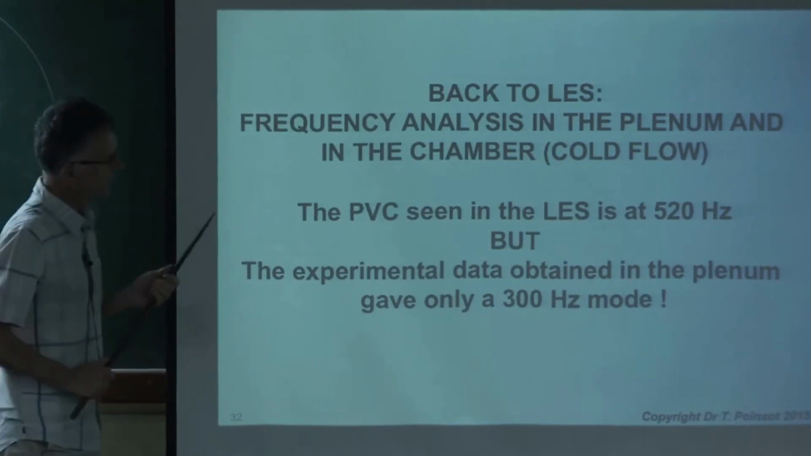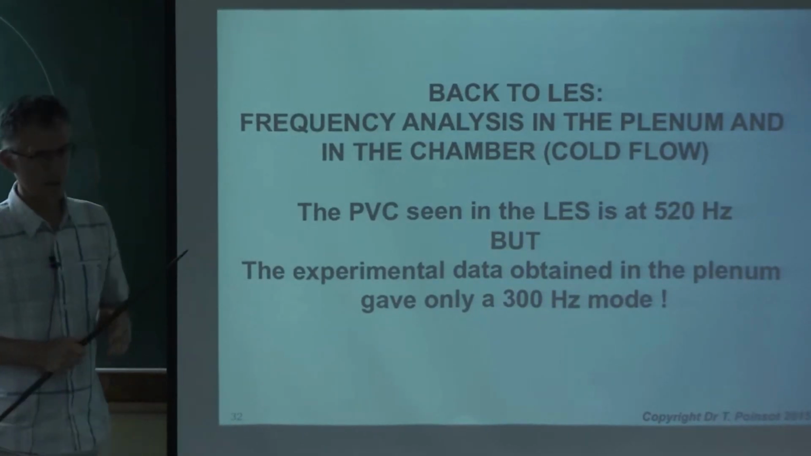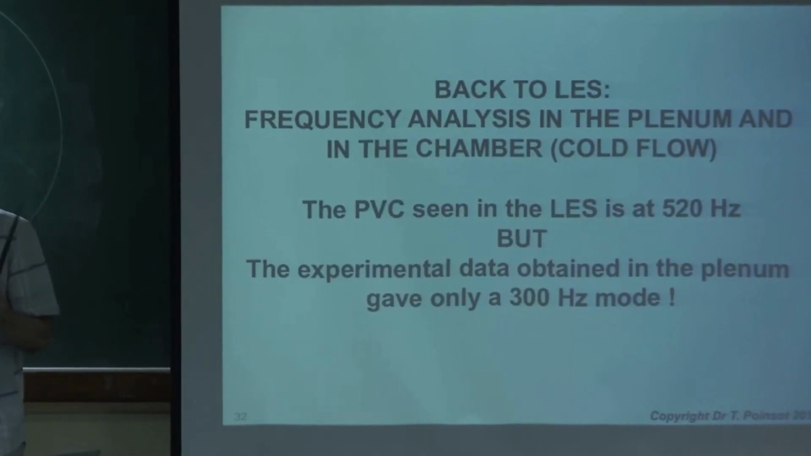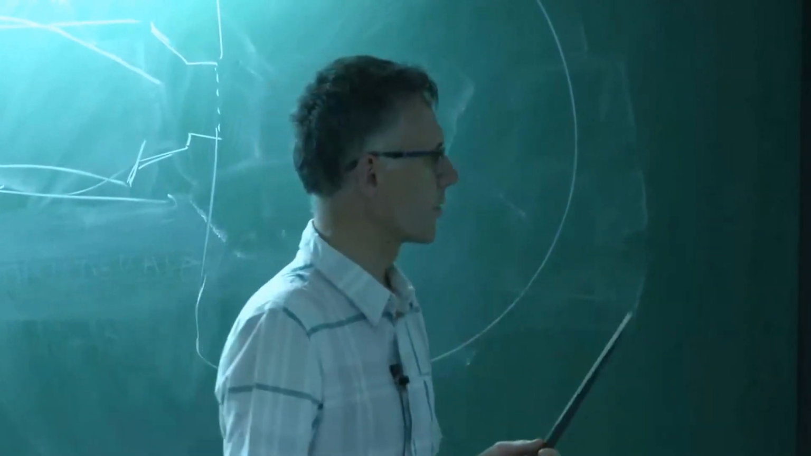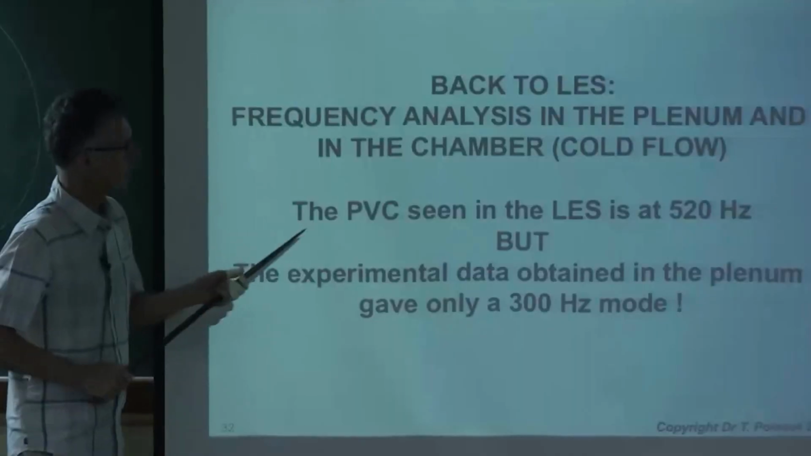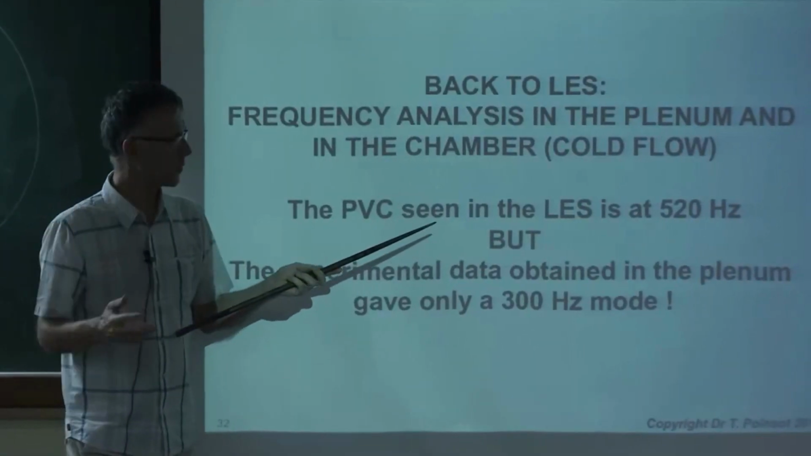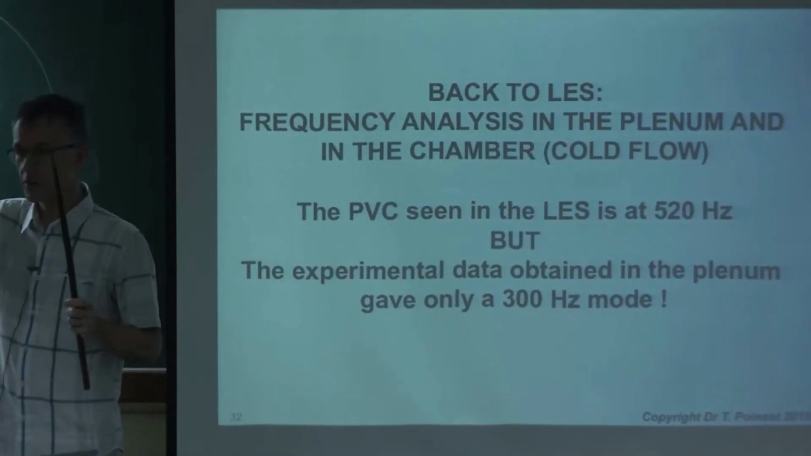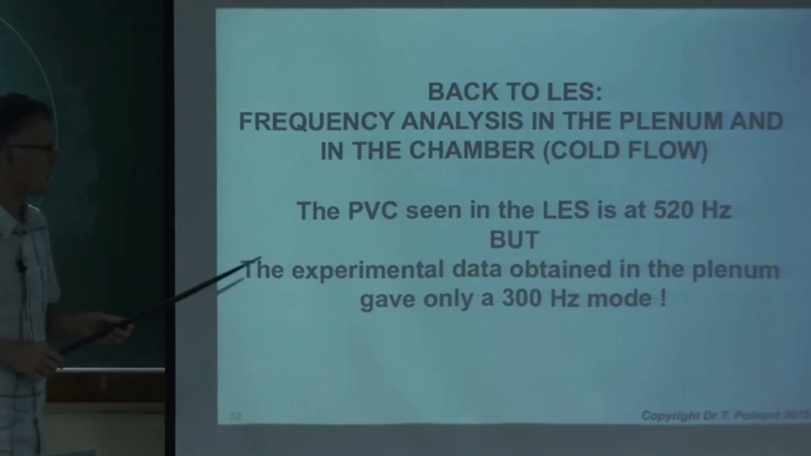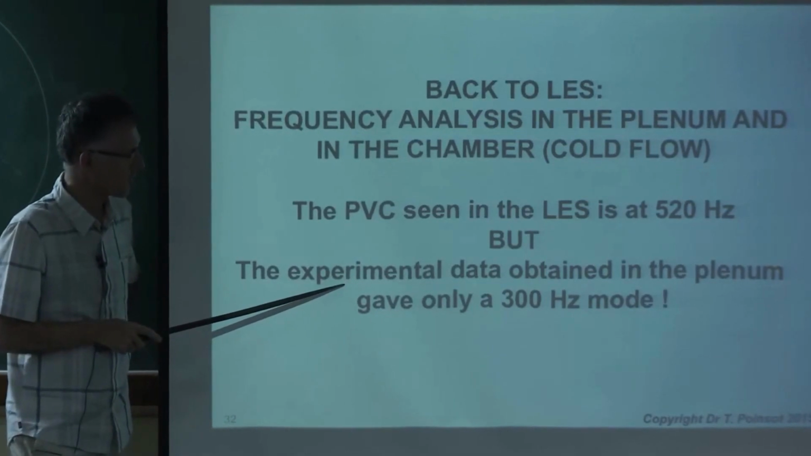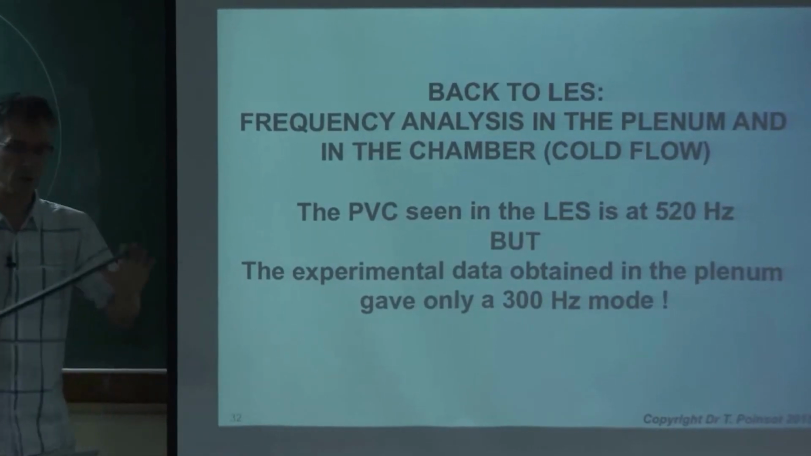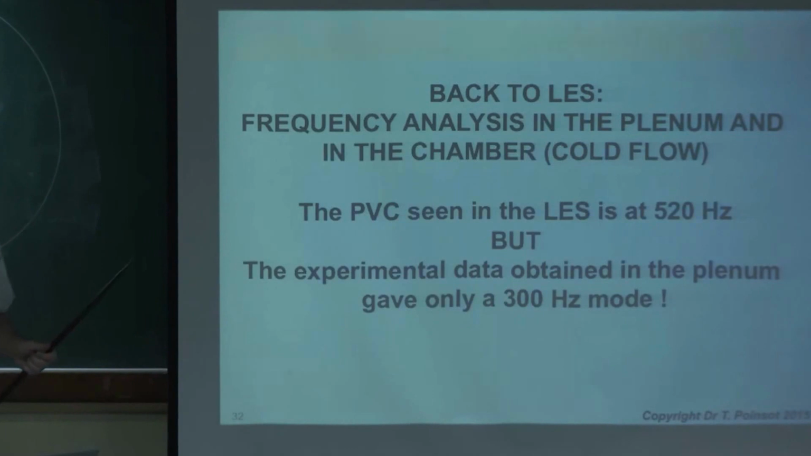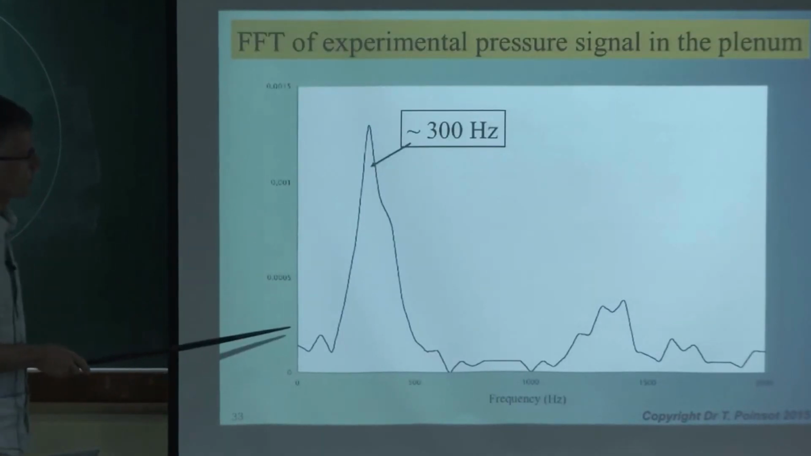So I'm going back now to LES, and we start looking at unsteady activity. DLR was doing the experiment, we are doing the simulation, and we are seeing a PVC. I've shown you this PVC, which was at 520 Hertz. So if we measure the frequency of rotation, it's 520. But then these guys at DLR told us they measured 300. So the student got nervous, and he said, well, be careful, where did you measure 300? This is the experimental spectrum.